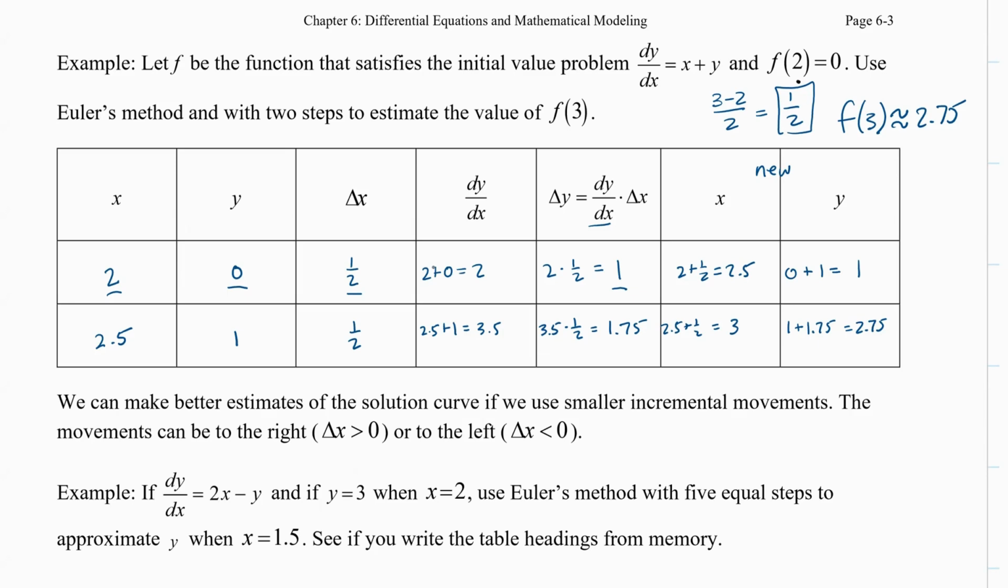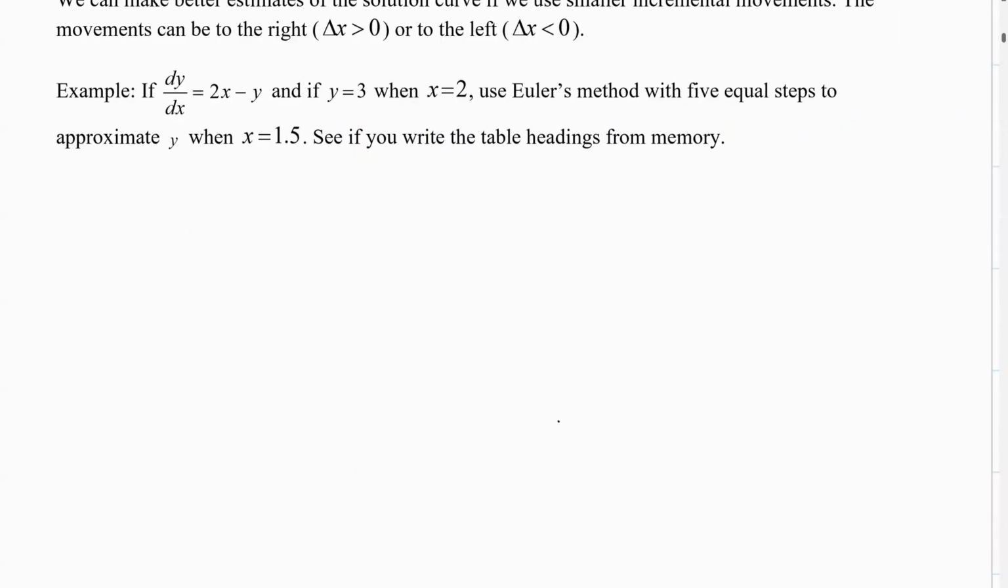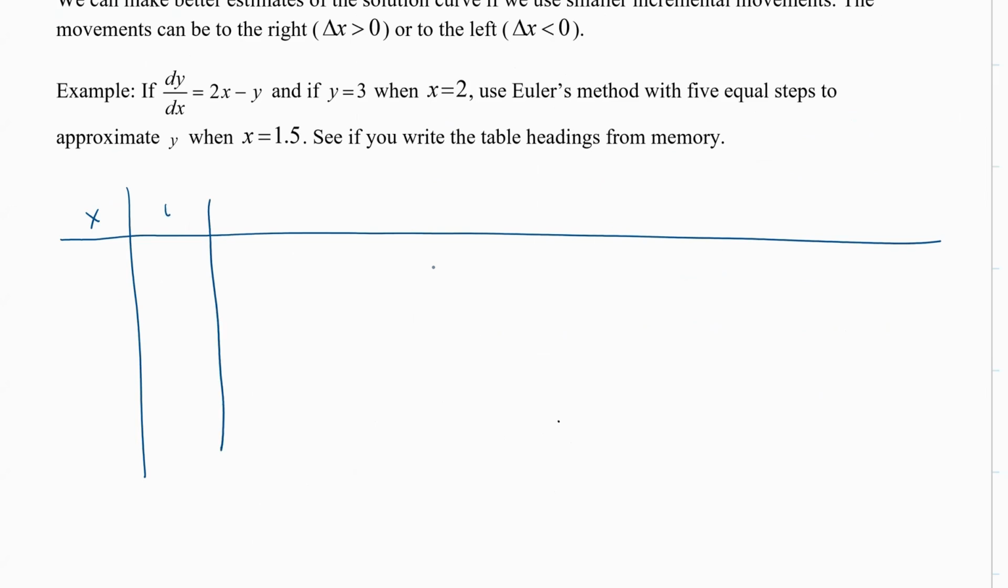Let's try this again with a different differential equation. See if we can do this table by memory. We've got an x and a y value. In this case, the x value is going to start at 2, and the y value is going to start at 3. It says we want to take 5 equal steps to go from x equals 2 to x equals 1.5. 2 minus 1.5 divided by 5. Oh, I'm sorry, I did that backwards. 1.5 minus 2. So this is negative 0.5 over 5. Looks like we're going to move with a negative 0.1 delta x.